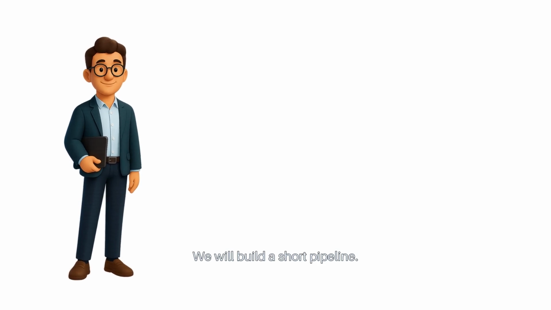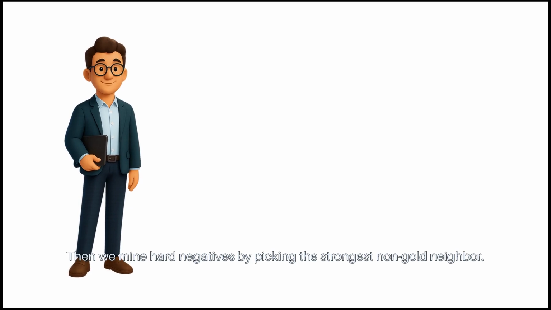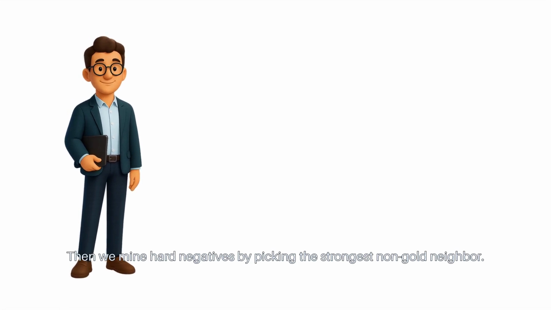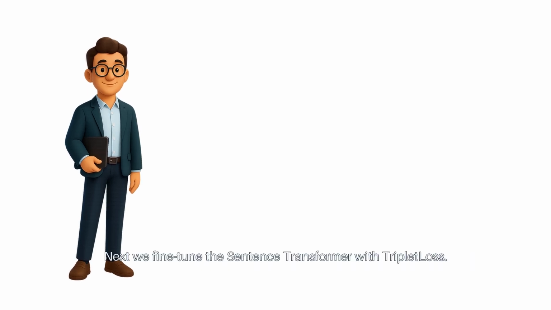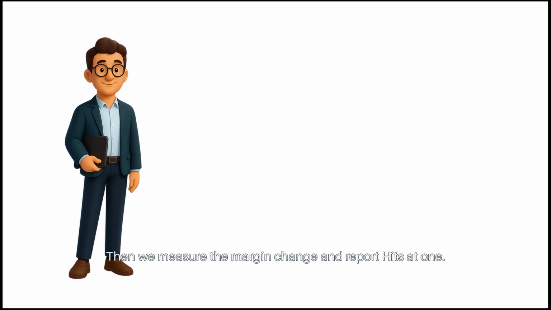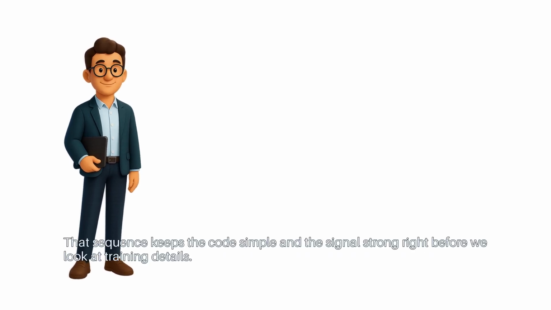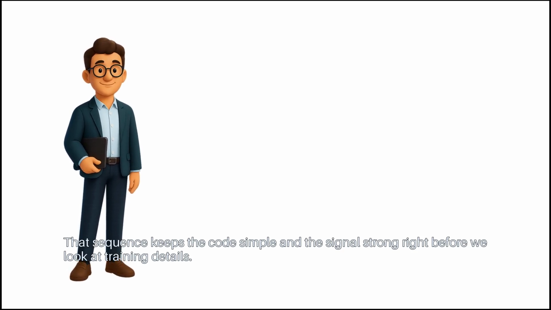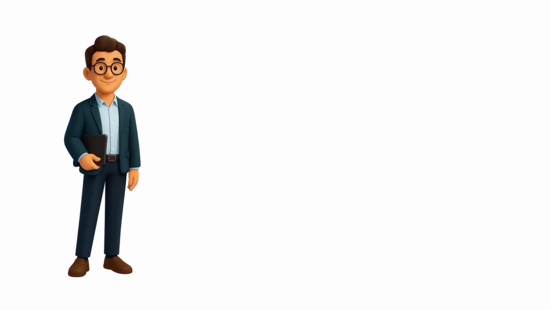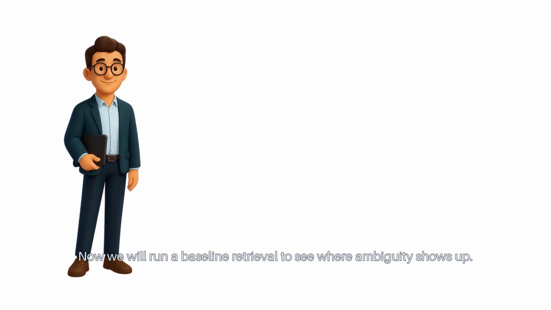We will build a short pipeline. First, we run a baseline retrieval to see acronym ambiguity. Then we mine hard negatives by picking the strongest non-gold neighbor. Next, we fine-tune the sentence transformer with TripletLoss. Then, we measure the margin change and report hits at 1. That sequence keeps the code simple and the signal strong right before we look at training details. Now we will run a baseline retrieval to see where ambiguity shows up.